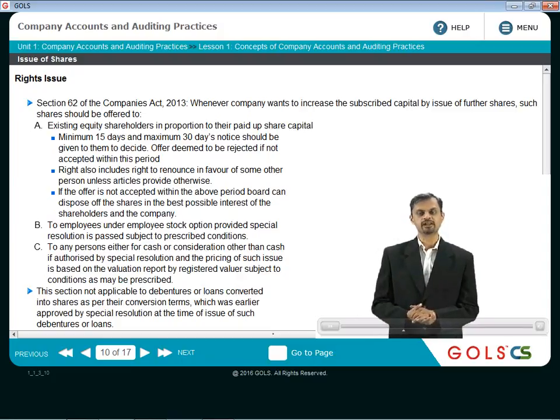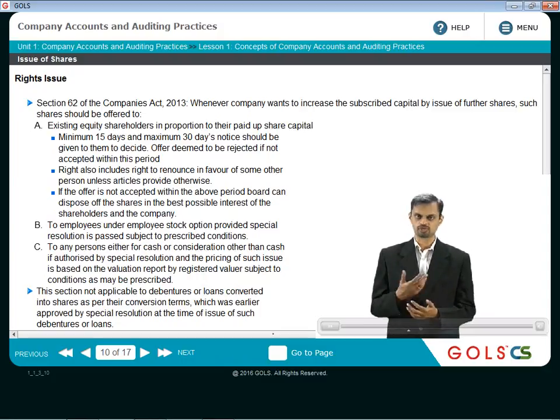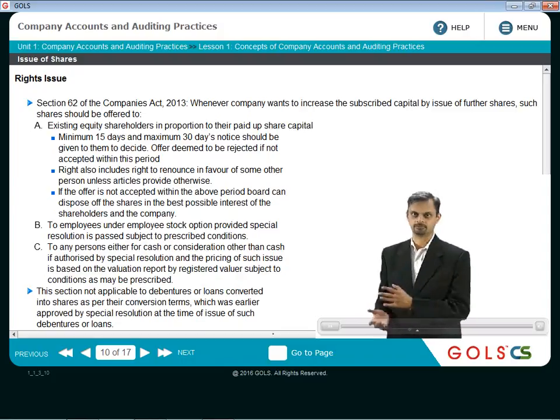The right also includes the right to renounce in favor of some other person, unless the articles provide otherwise. So when this right is given to shareholders to either accept or not accept, at the same time this right also includes that they can renounce it, that is, they can give this right to purchase the further shares to some other person.